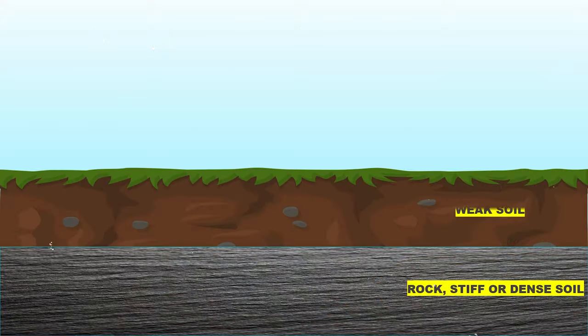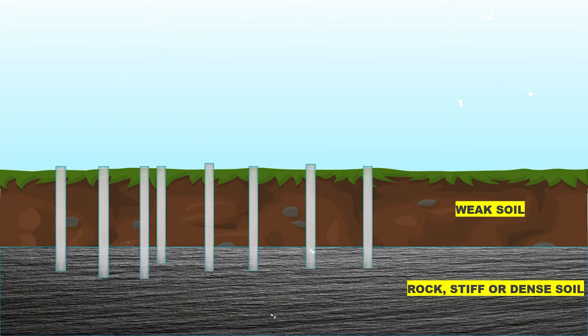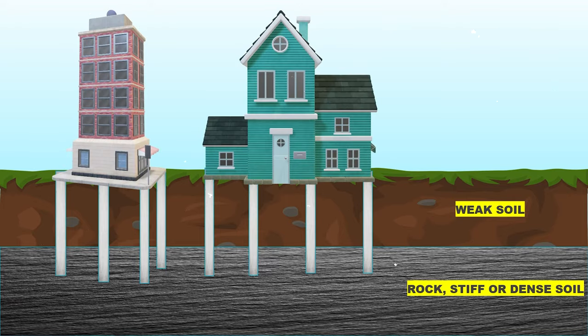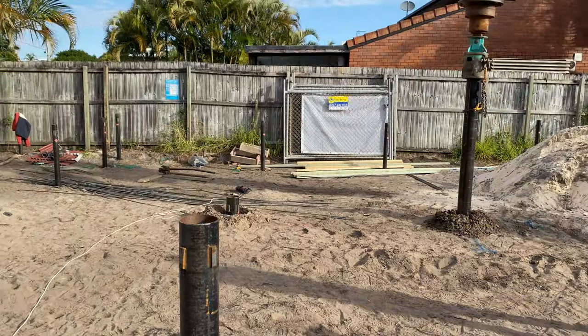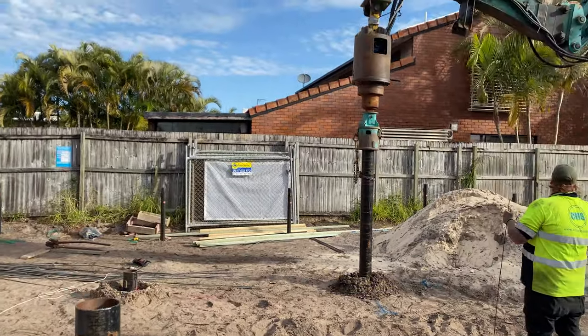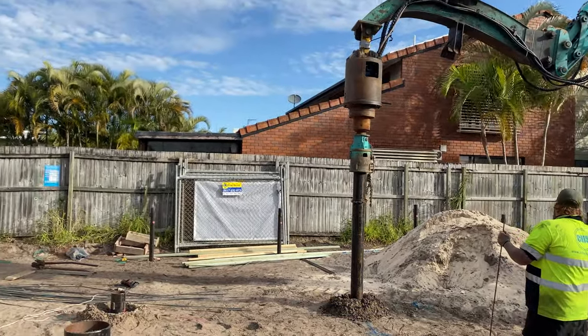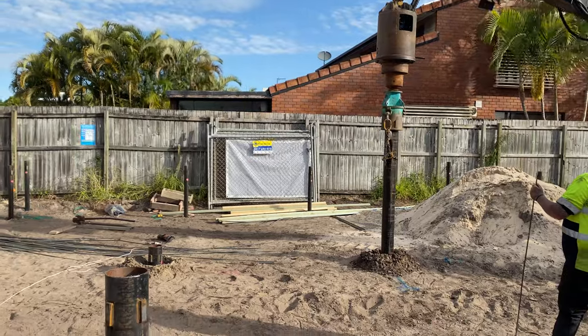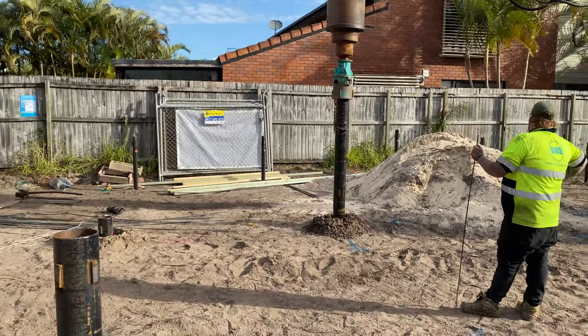But before we start, let's understand what a pile foundation is. A pile foundation is a type of deep foundation that provides support to structures by transferring loads from the structure to a deeper level within the earth. It consists of long, slender columns or piles, typically made of materials like concrete, steel, or timber, that are driven or installed into the ground.